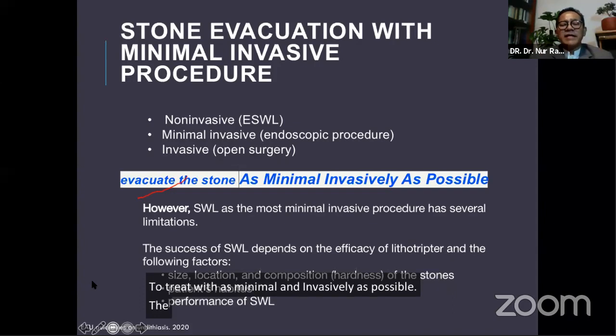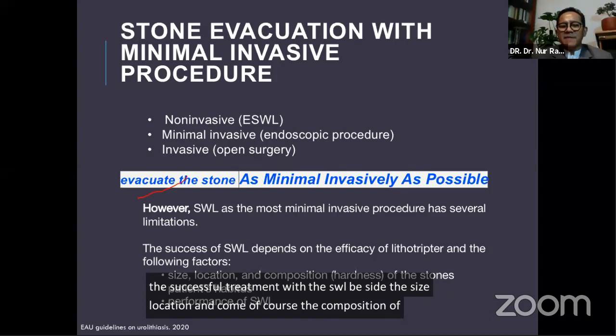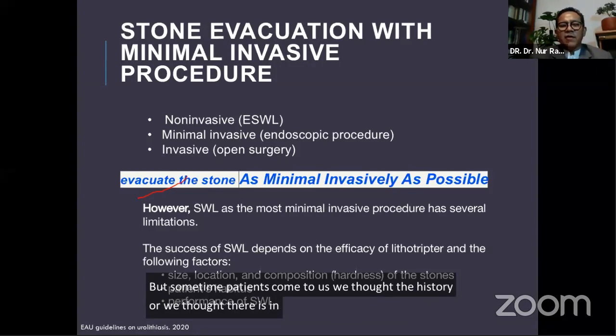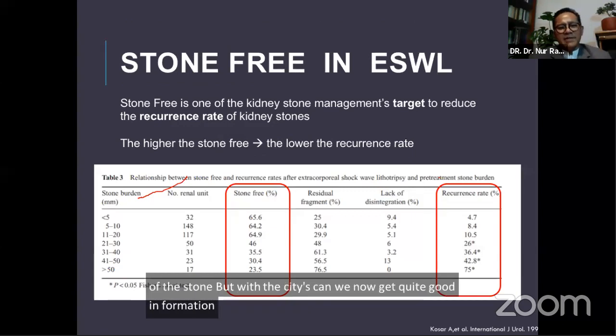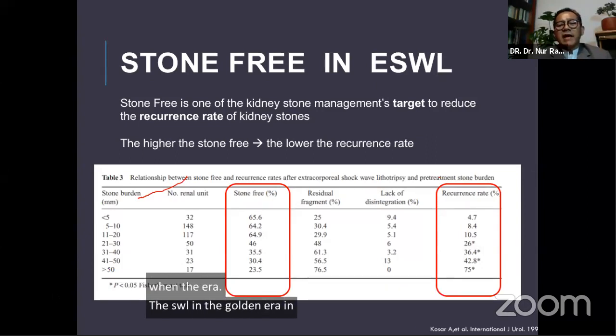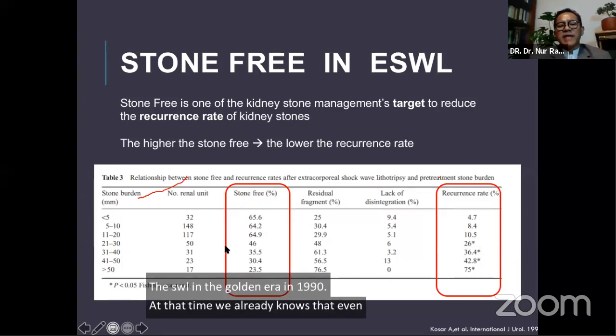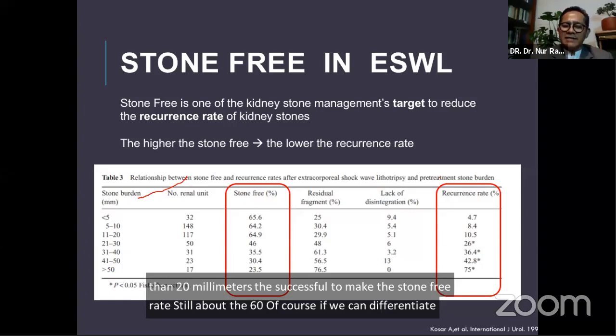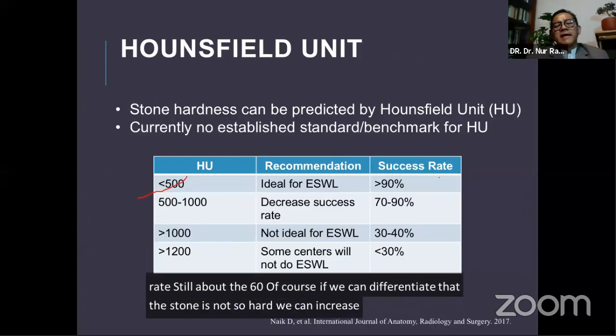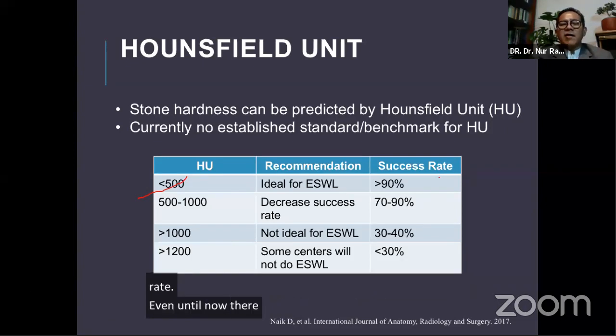The success of ESWL depends on size, location, and of course the composition of the stone. But sometimes patients come to us without history or information about the stone composition. With the CT scan, we now get quite good information on how hard the stone is. This was the golden era of ESWL in 1990. At that time, we already knew that even for stones below 20 millimeters, the stone-free rate was still about 60%. Of course, if we can differentiate that the stone is not so hard, we can increase the stone-free rate.